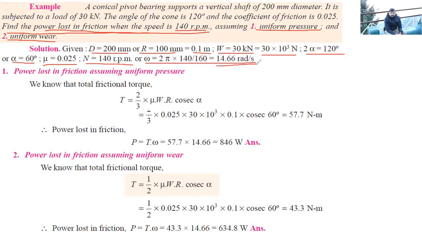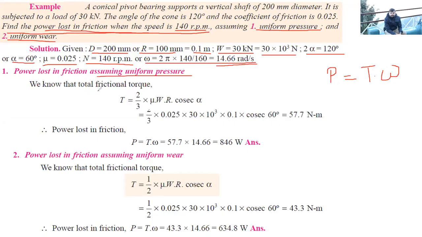Why do we need this? Because we want to calculate the power, and power is equals to T multiplied by omega. Okay, or you can write this omega as 2 pi n divided by 60. So the power becomes 2 pi nT by 60. Okay. Now, first, assuming uniform pressure theory, we have to calculate the power.